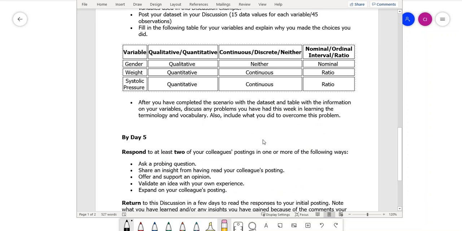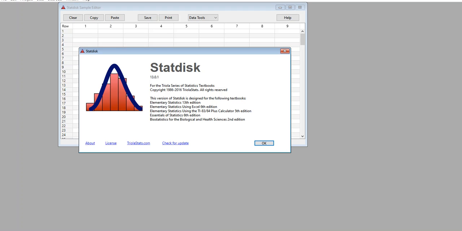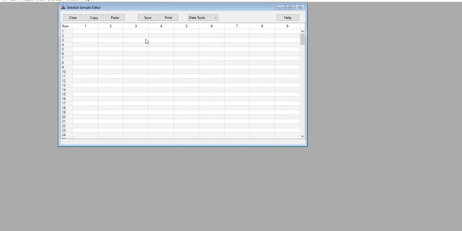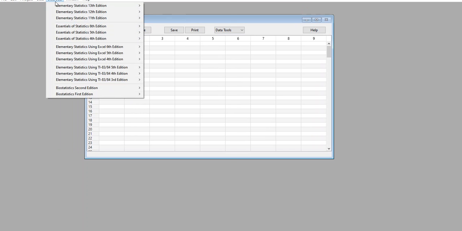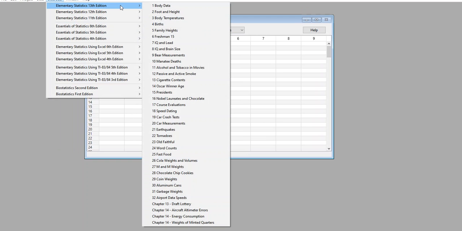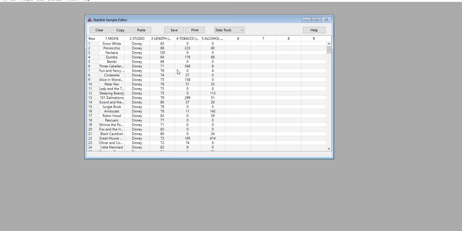So there are no computations that you have to do in this first one. And again, the package that we're going to use is StatDisk. You can run it offline or you can download it to your computer. There's directions on how to do that. To come up with data sets, there's a thing here that says data sets. I'm just going to go into this first one, and let's say that I want to look around in StatDisk for some ideas maybe.